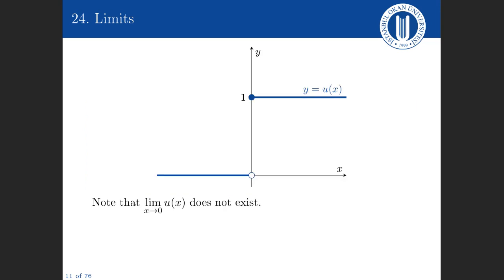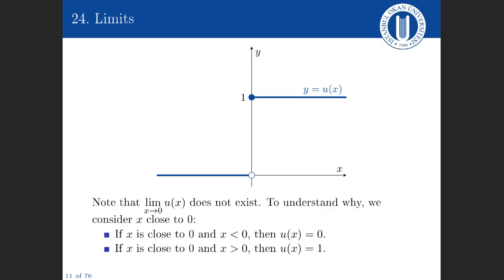First, let's look at u. The function looks like this. The limit as x tends to 0 of u of x does not exist. Why is that true? To have a limit, we need to talk about x close to 0. If x is close to 0 positive, let's suppose x is this orange spot, then u of x is equal to 1.